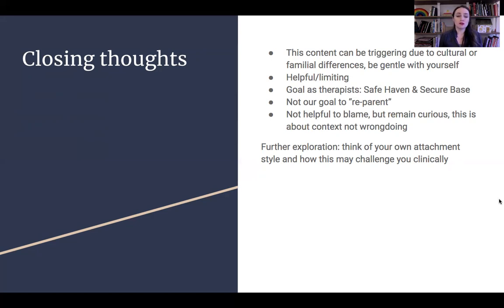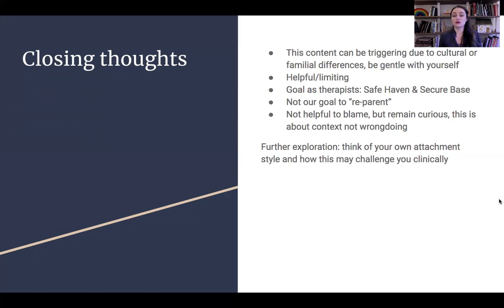So these labels around attachment style and parenting styles, just like diagnoses, can be helpful, can help us conceptualize things. They can also be limiting. So it's not helpful to blame caregivers. We want to remain curious. And this is about context and understanding cases. This is not about blaming and accusing caregivers of wrongdoing.